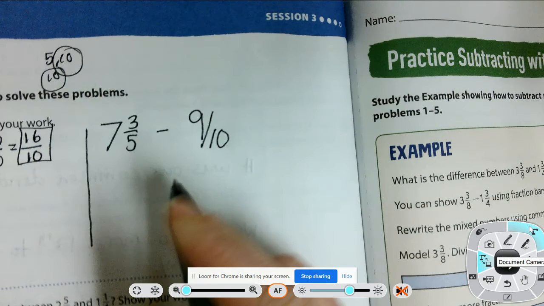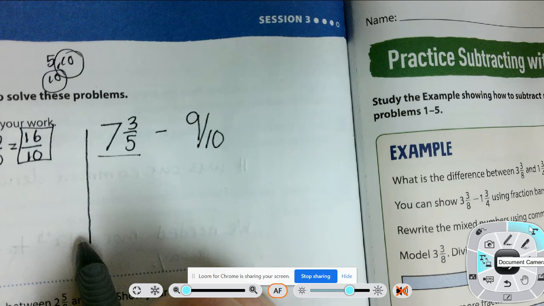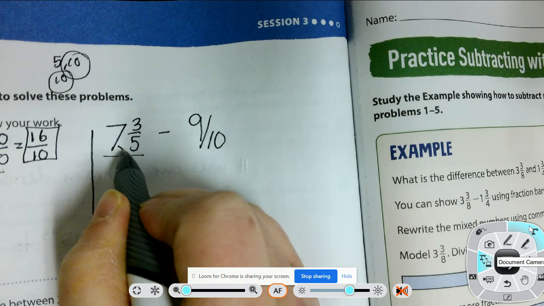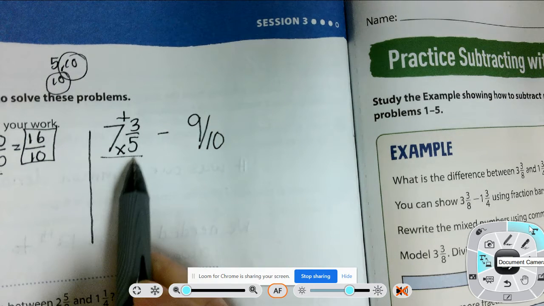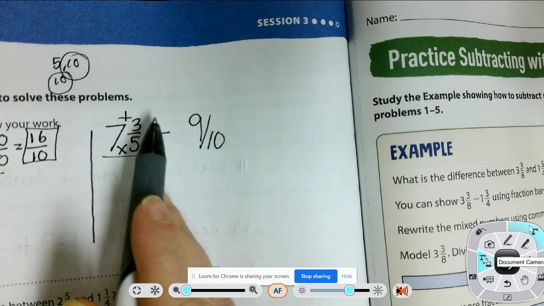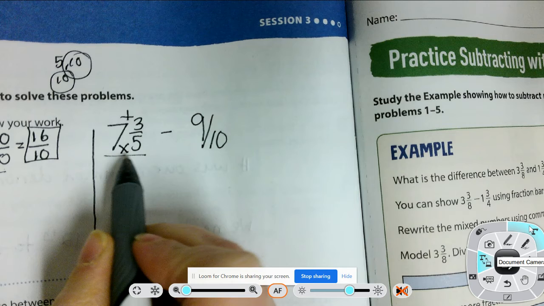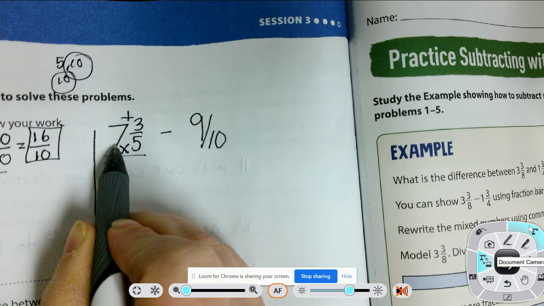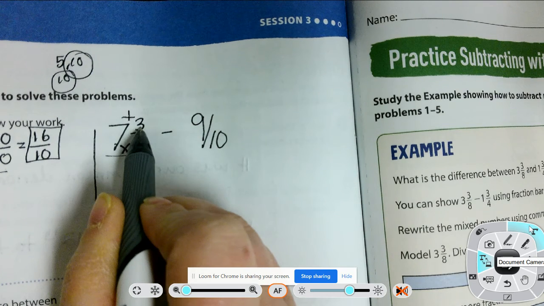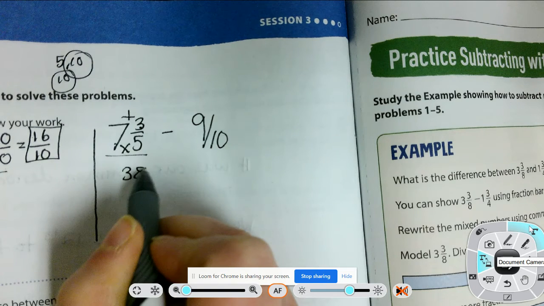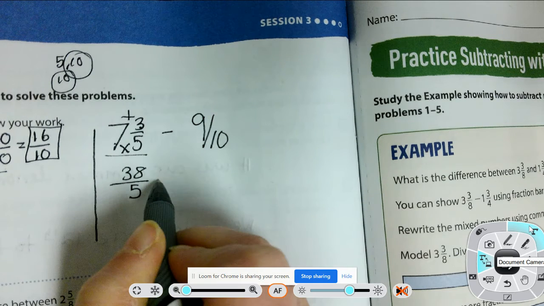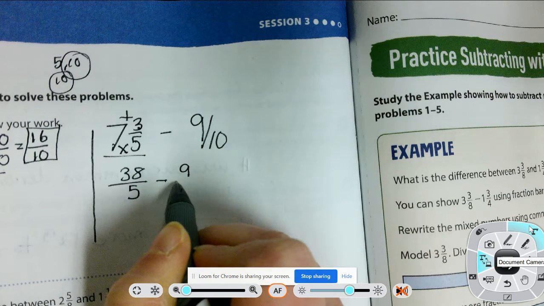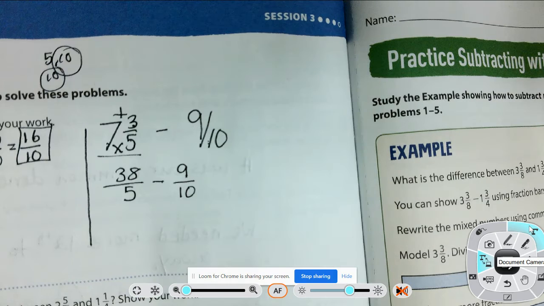Okay, so I can turn this mixed number into an improper fraction by putting my multiplication sign down here and my addition sign up here, and I start here. I make a C starting at the bottom. So 5 times 7 is 35, plus 3 more is 38. So that's my numerator. And I keep the same denominator, which is 5, minus 9/10. I don't need to do it over here because I don't have a mixed number.